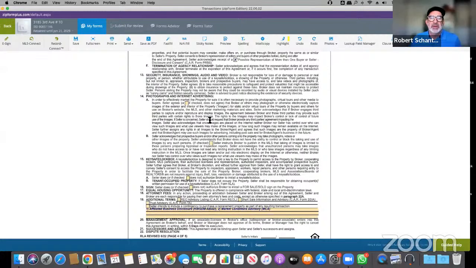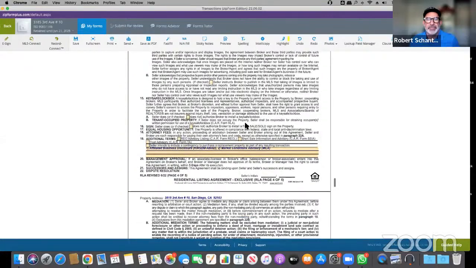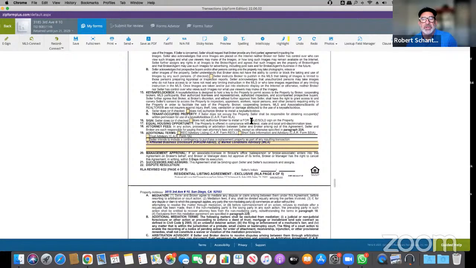Section 14 talks about photographs and internet marketing. And this basically says, okay, once we take your listing, put the MLS, we're going to take pictures. And when we put those pictures in the MLS, it becomes public domain. We have no control to get that back. So the seller will acknowledge that. 15 talks about our lockbox, if you're going to put a lockbox on the property, or whether or not, if they don't want one and you need to be there for all showings, then you would check that box. But God help you if you have to be there for all showings.